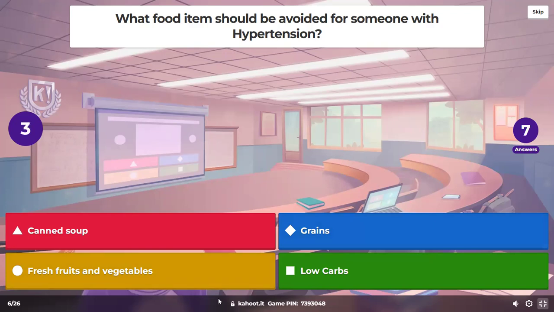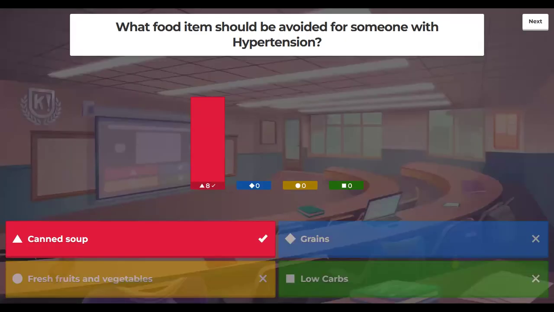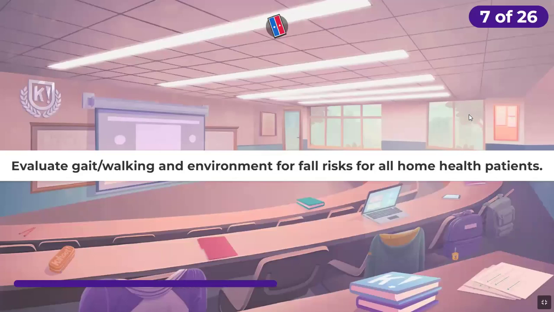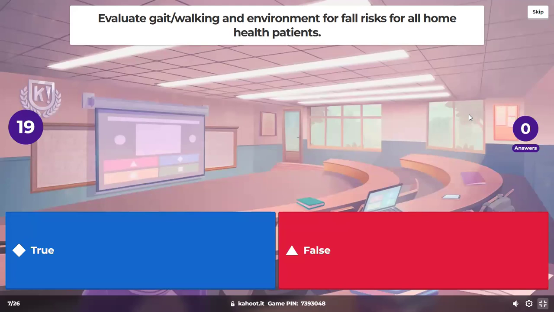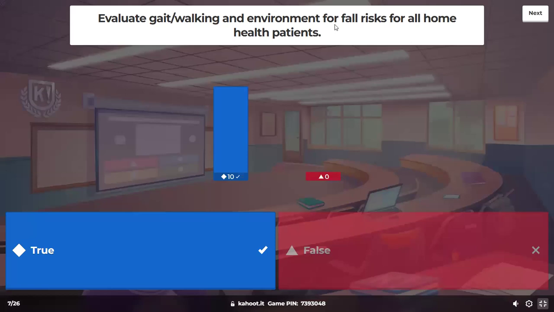Okay, think about what diet you just recommended. This is asking, should we evaluate and look at the environment for someone that is at fall risk?